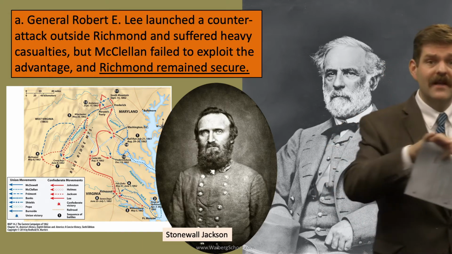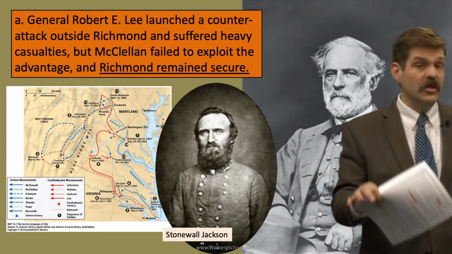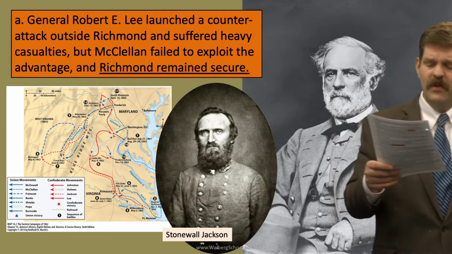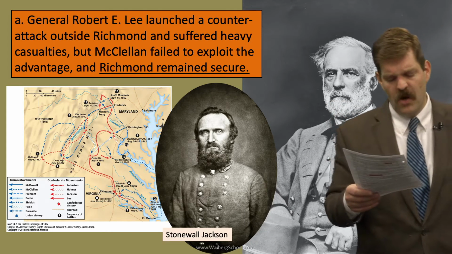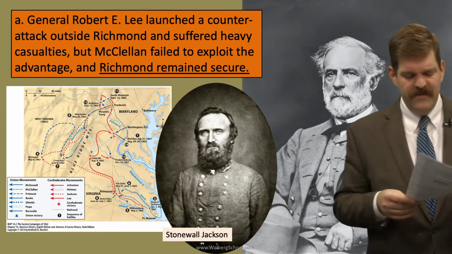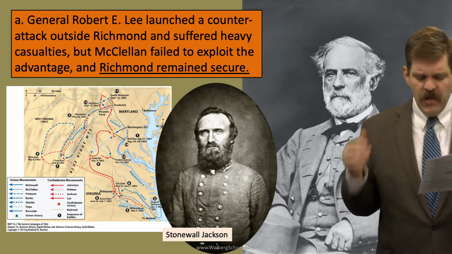So in the counterattack, Robert E. Lee's South loses a whole bunch of men, and McClellan should swoop in when they're down, but he didn't. McClellan failed to exploit that advantage, and Richmond remained secure. General Lee blunted McClellan's attacks in Virginia, and it forced him to withdraw back to the vicinity of Washington. Successful on the defensive, Lee then launched an invasion of the North.